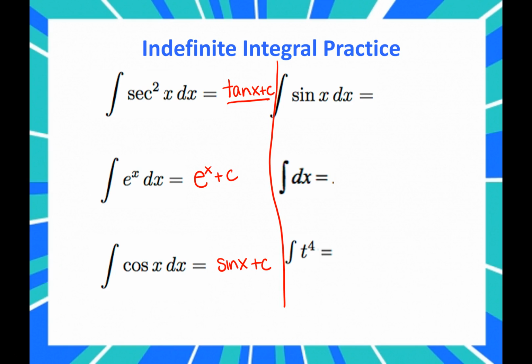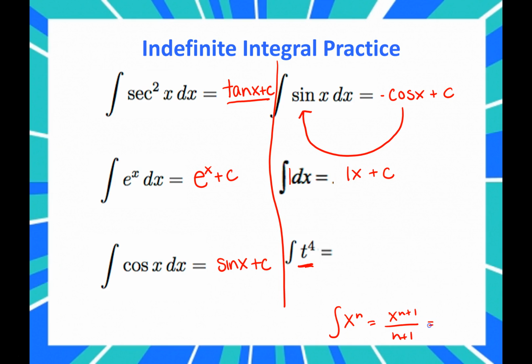Okay, let's try these problems now over here. Okay, the integral of sine x, I'm going to write down cosine x. Derivative of cosine x is actually a minus sine x, so I need to put my negative here, plus c. The integral of dx, you don't see this too often, but you can think of this as a 1. That's just going to be 1x, and then you've got your plus c. And then we're going to use our rule down here as a reminder. The integral of x to the n is going to be x to the n plus 1 over n plus 1. And don't forget your plus c or plus k. So this is going to be t to the 5th over 5 plus c.